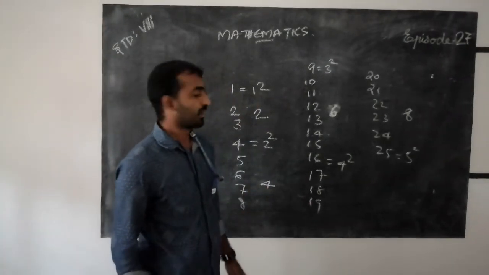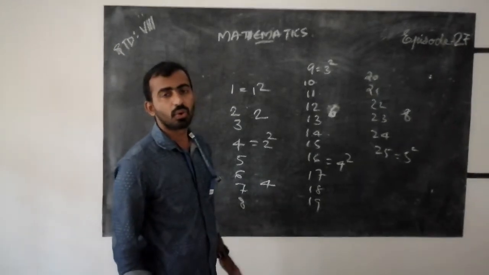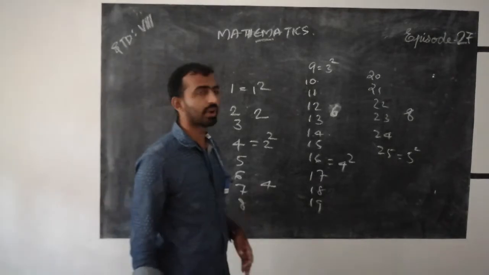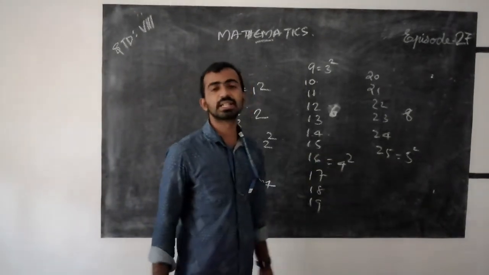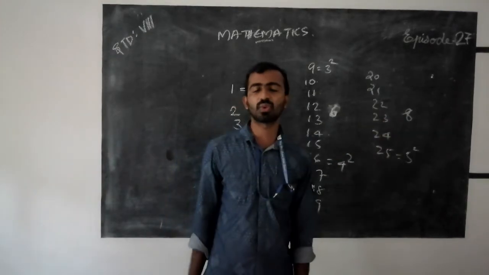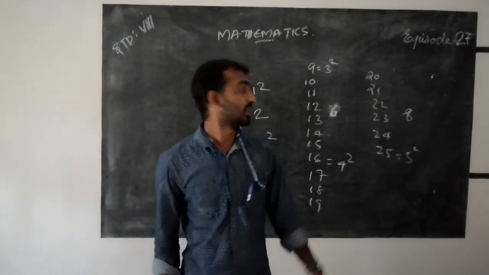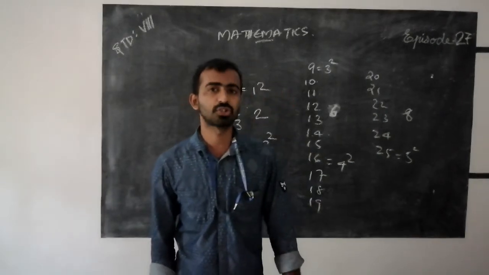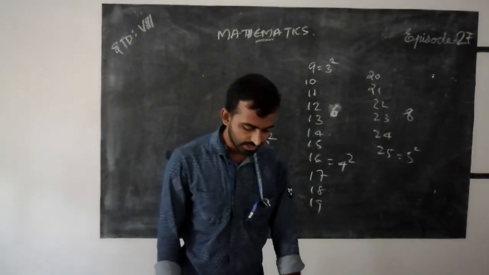Here the number of non-square numbers is 4. 5 minus 1. Here is 6. 6 minus 1, we get 5. And here is 8. 8 minus 1 is 7. Here is 9. 9 minus 1, we get 8. The actual numbers.